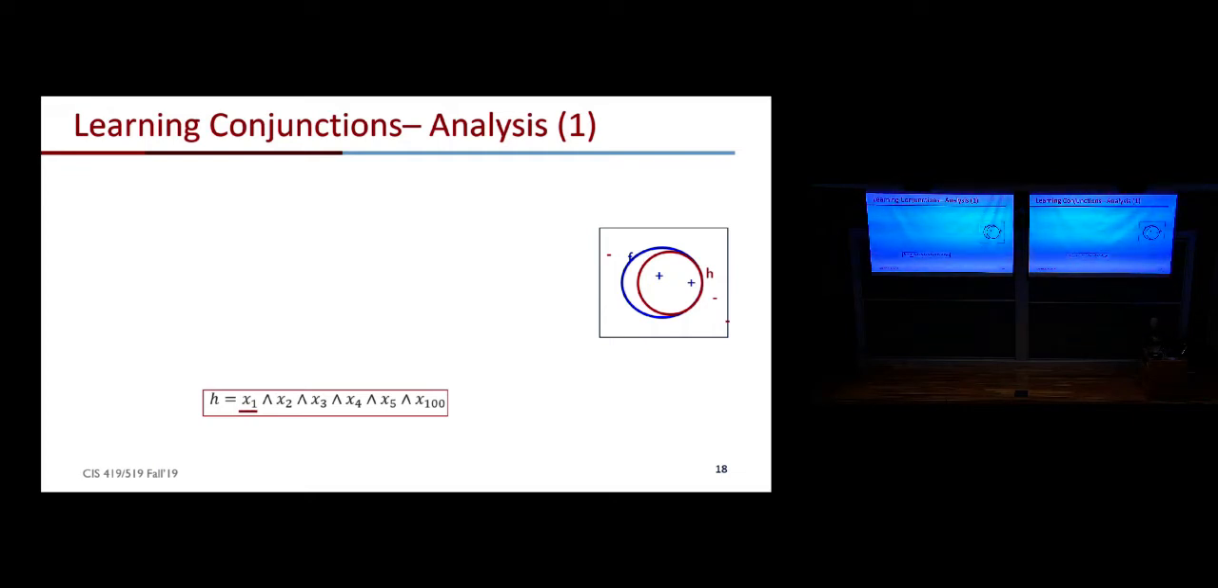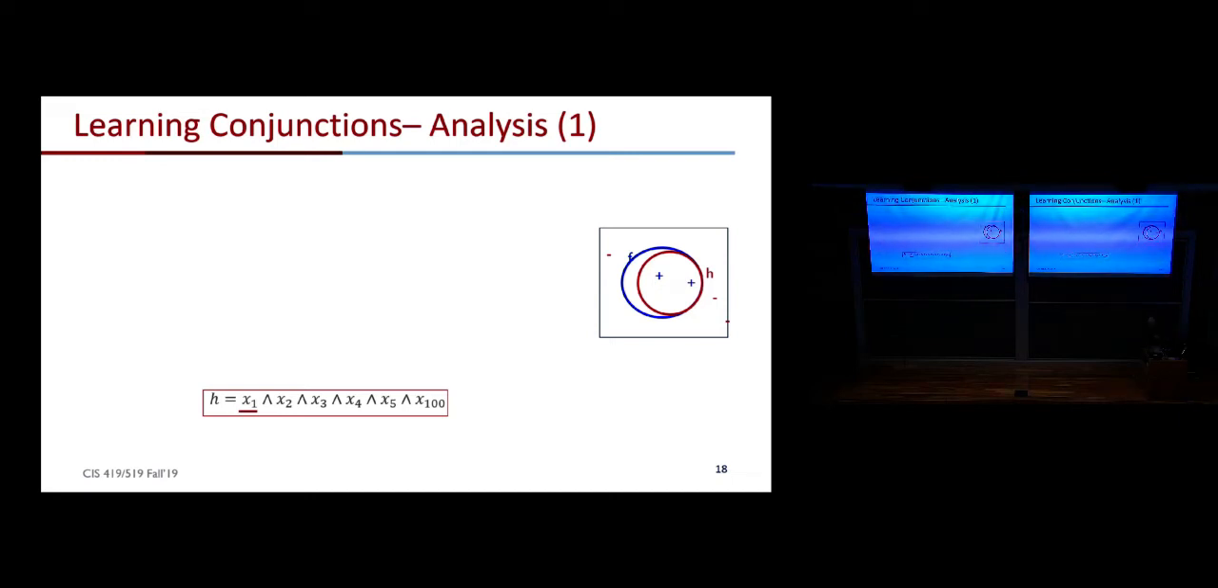So basically, what am I claiming here? I'm claiming that there are positive examples. For example, the example where x1 is 0, x2, 3, 4, 5, and 100 are 1. All the rest, I don't care. This example is positive, right? So 0, 1, 1, 1, 0 and all the rest ones, for example, is a positive example. But my hypothesis is going to think that it's a negative example. So it's actually going to be here. Everyone agrees?